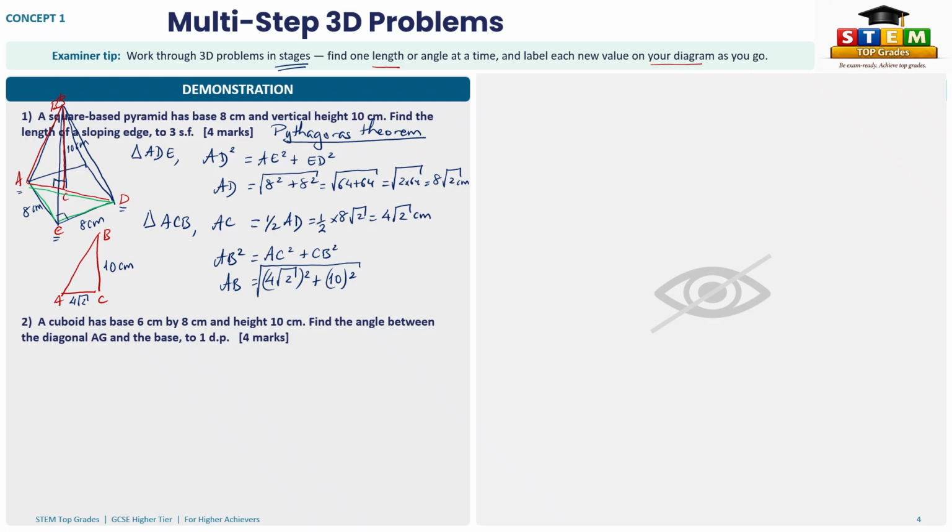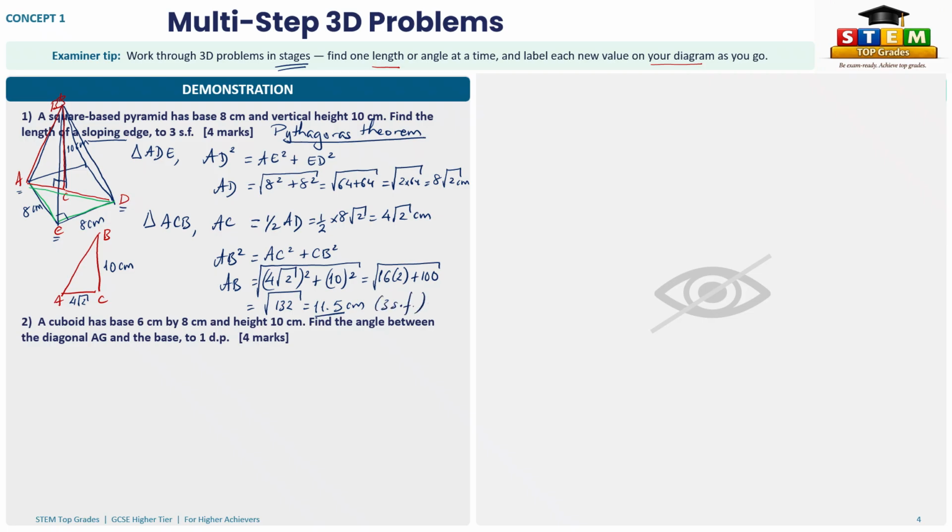Now, square of 4 is 16. Square of square root cancels out the square root, which leaves us 2. And then we got 100. So square root of that, and it's going to be the square root of 132. And the answer is going to be 11.5 centimeters. So this is the sloping edge to 3 significant figures.